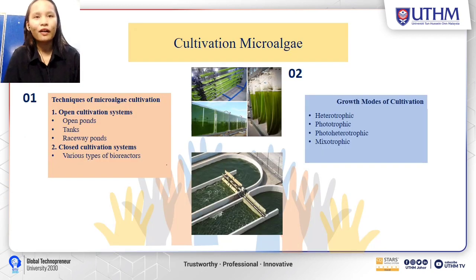Next is cultivation of microalgae. So there are two types of technique of microalgae cultivation. The first one is open cultivation system, such as open pond, tank, raceway pond. The second technique is closed cultivation system that usually uses various types of bioreactors. Growth modes of cultivation, there are four growth modes. First one is heterotrophic, the second one is phototrophic, the third one is photoheterotrophic, and the last one is mixotrophic.